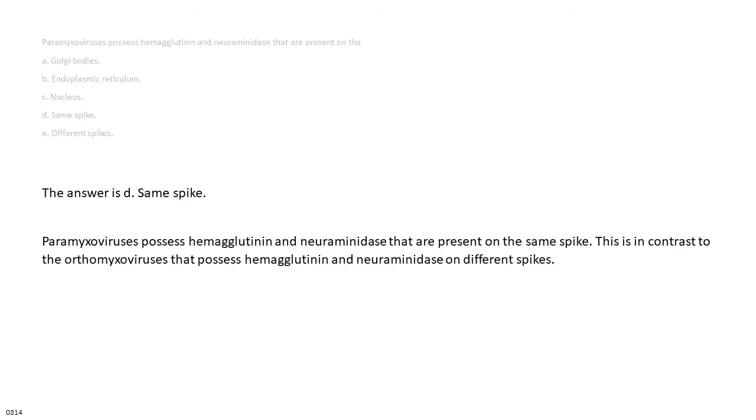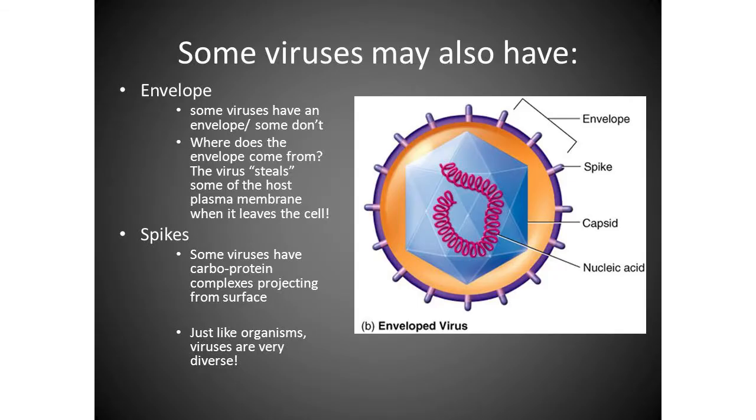The answer is D. Same spike. Paramyxoviruses possess hemagglutinin and neuraminidase that are present on the same spike. This is in contrast to the orthomyxoviruses that possess hemagglutinin and neuraminidase on different spikes.